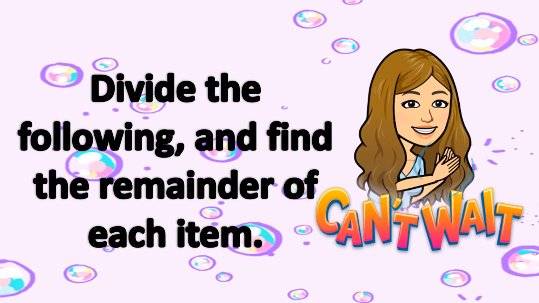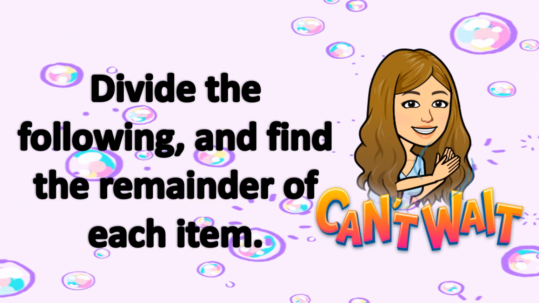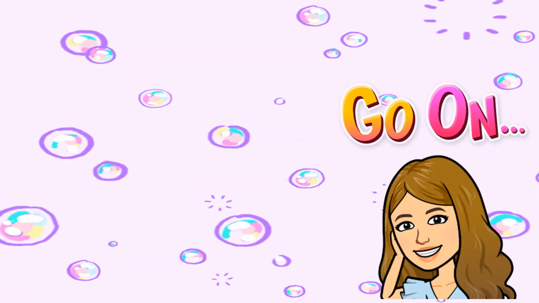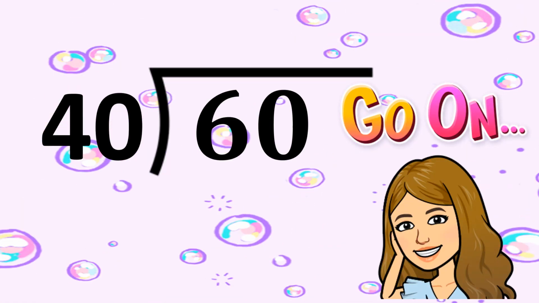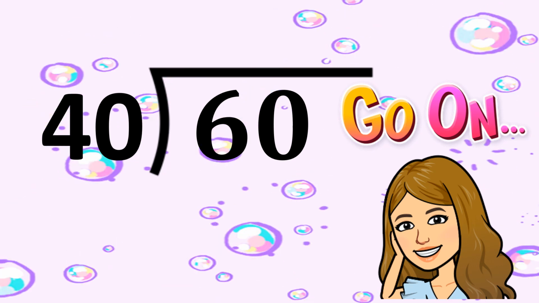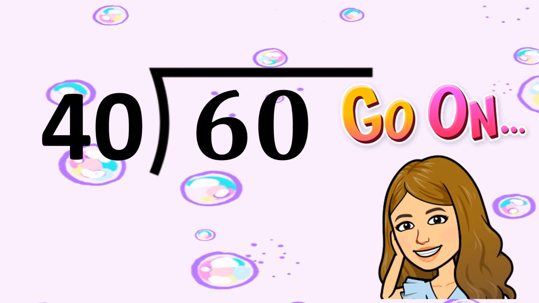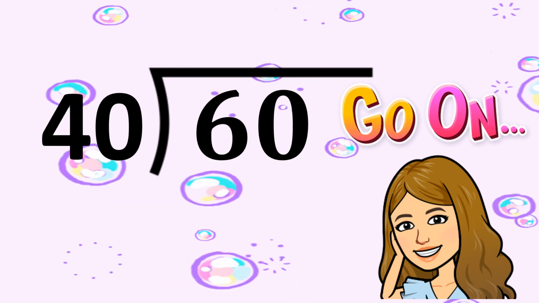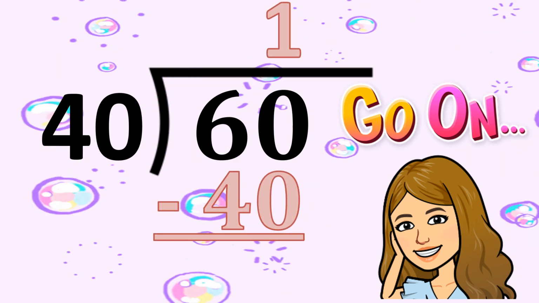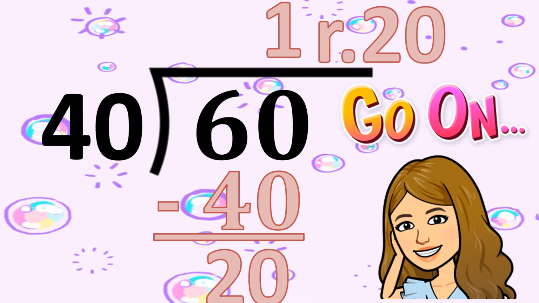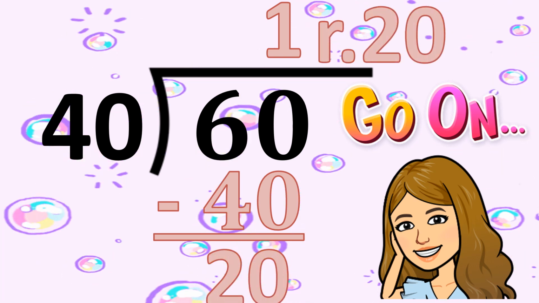Divide the following and find the remainder of each item. Number 1. 60 divided by 40. How many? You're correct. It's 1, remainder 20. Very good.